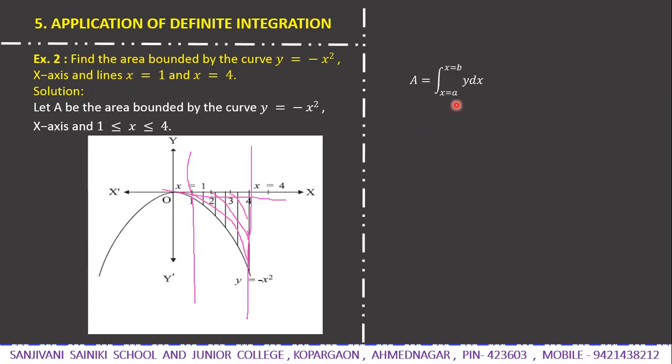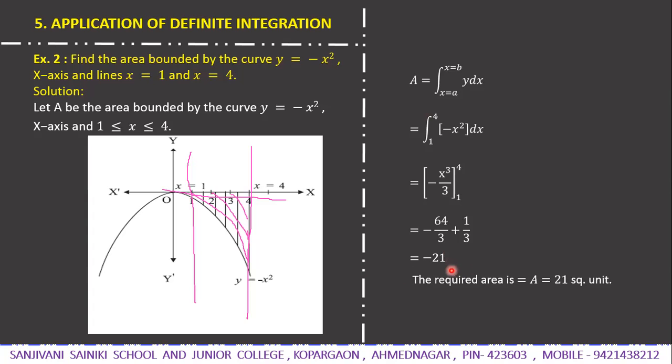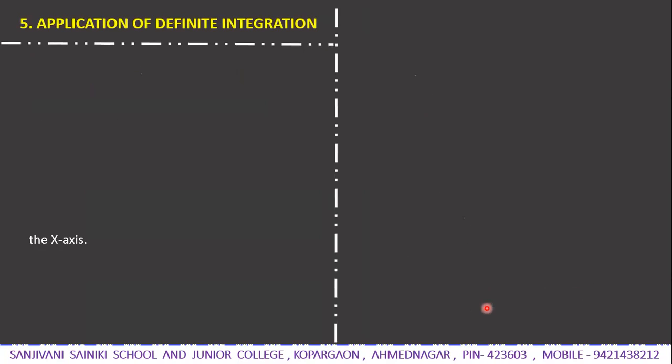Integration from x is equal to a, x is equal to b, y dx. What is y? y is minus x square. Take its integral, minus x cube upon 3. Lower limit, upper limit. Simplify it, we will get minus 21. But the area is never negative, it is always positive. So A is equal to 21 square units.